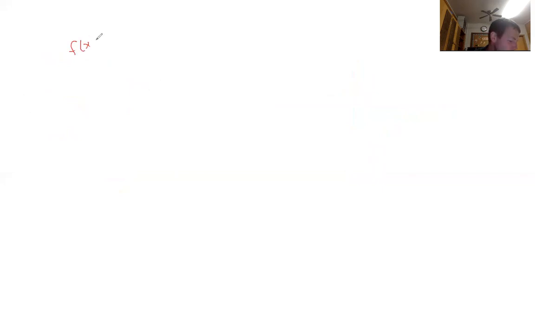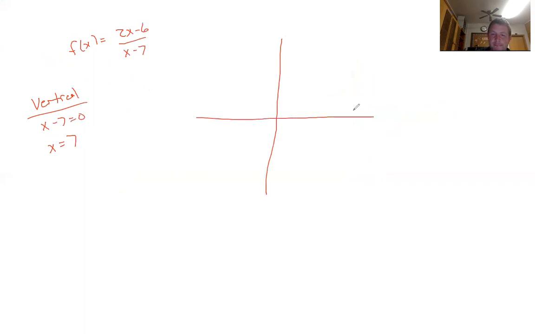Okay. So next one. F of x is equal to 2x minus 6 over x minus 7. Again, verticals, not bad. Set the bottom equal to 0. X minus 7 is equal to 0, so x equals 7. 2, 3, 4, 5, 6, 7. There's my vertical.